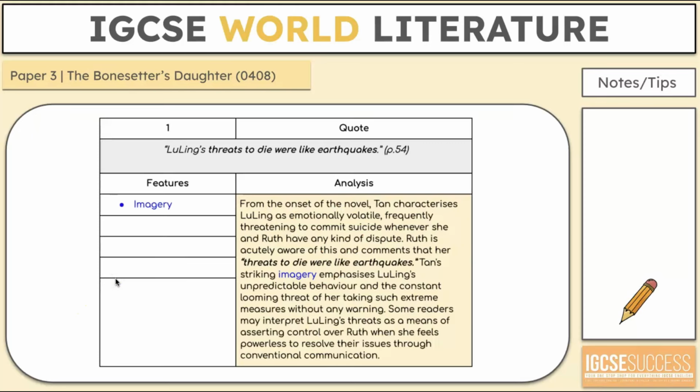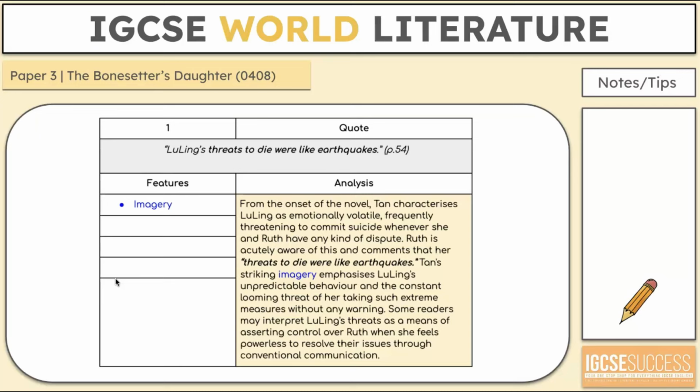So the first one, as mentioned earlier, is "LuLing's threats to die were like earthquakes." You'll notice the features on the left-hand side. These are the things that I would zoom into: aspects of the language or structure. So how will we analyze this quotation? Well, with all of the quotations, we need to contextualize them first of all. We don't just want to drop quotations in, otherwise your essay becomes quite choppy. Within your analysis, you need textual reference to show a good understanding of the novel, and you need to place the quotation through appropriate context, and then you need to analyze the quotation. So let's take a read.